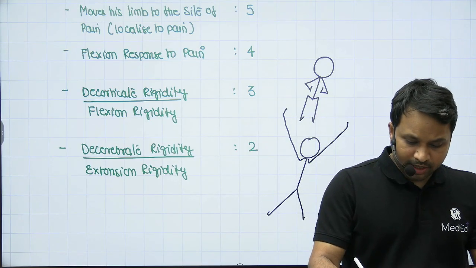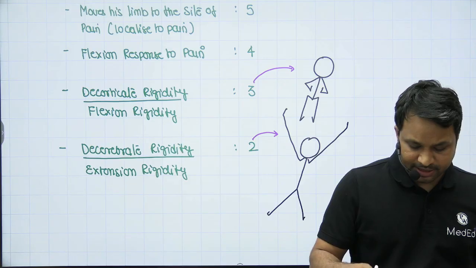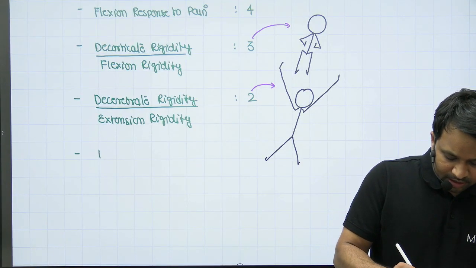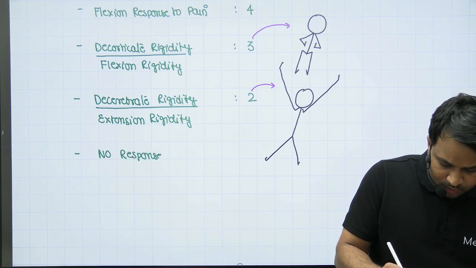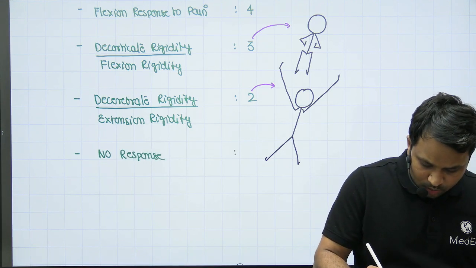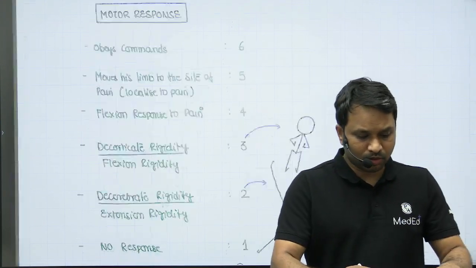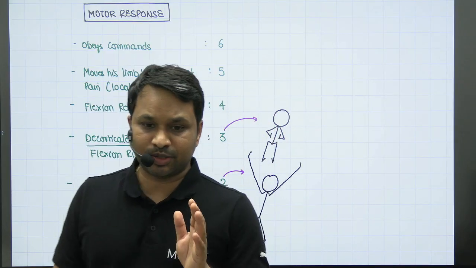So decorticate rigidity is a flexion rigidity. Decerebrate rigidity is an extension rigidity. And the worst case, even worse than that, there'll be no response. Now, if there is no response, a score of 1 is given. And this is how the motor response is going to be present.